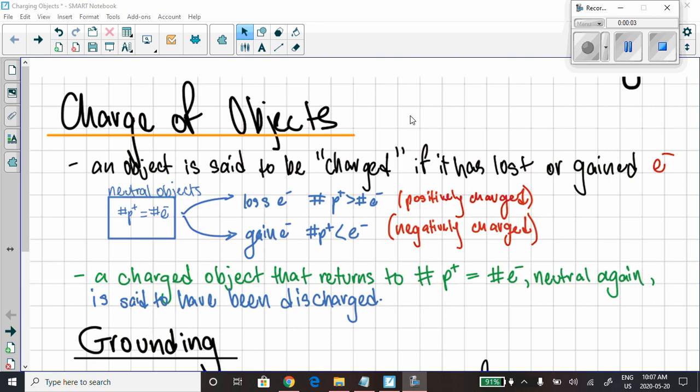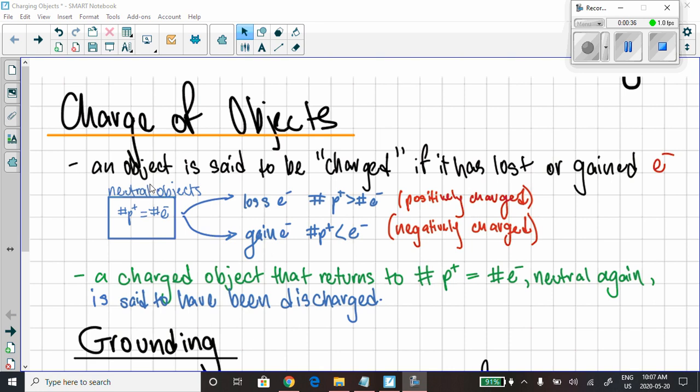Okay, kids, we're back, still in section 12.1. Yesterday, in our little lesson, we went over some stuff that I think you're quite familiar with. And we're going to move on now to how exactly does an object become electrically charged? So the charge of objects is what we talk about today.